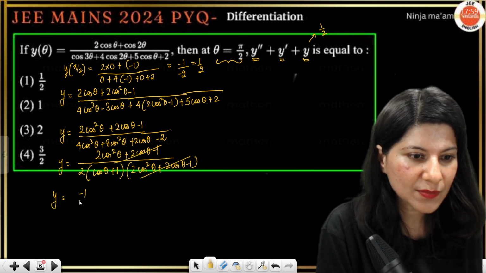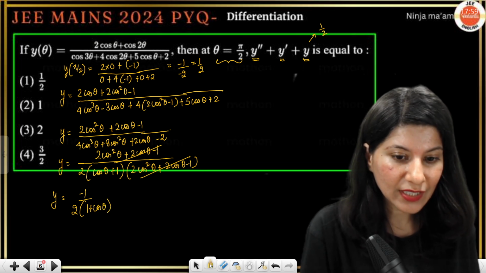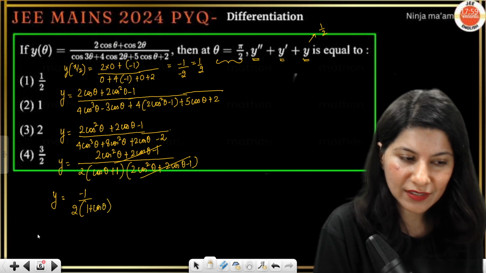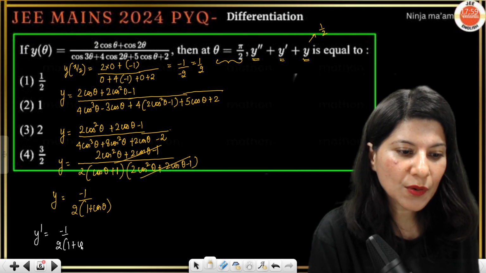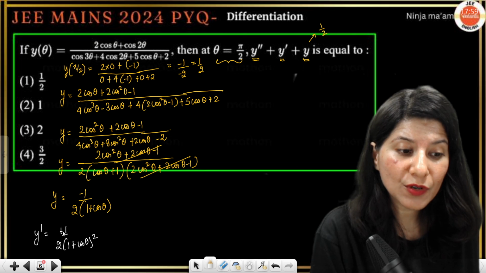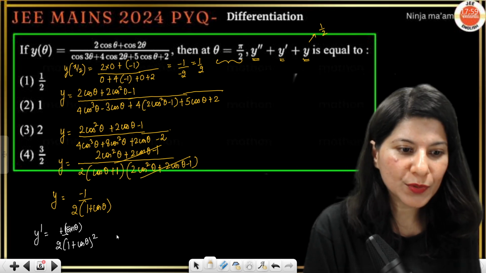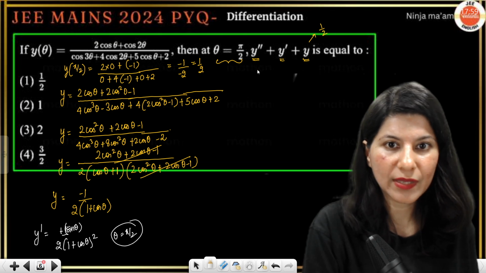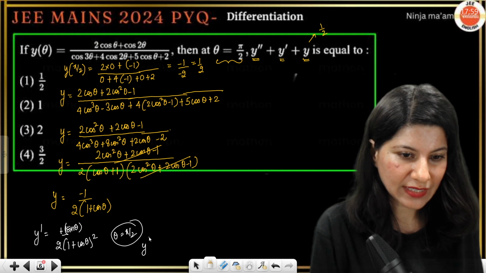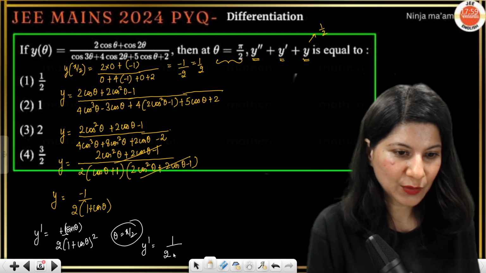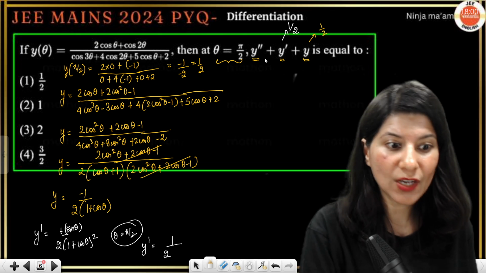So y is coming out as minus 1 by 2, 1 plus cos theta. Now this is your y, by the way. So you have to differentiate it. Y dash will be equal to minus 1 by 2, 1 plus cos theta whole square. Derivative of cos theta is minus sin theta, right? Now put theta equals pi by 2 right here so that you get the value of y dash. So y dash is equal to 1 upon 2. That's it, 1 by 2. This is also coming 1 by 2. Interesting. Now y double dash.